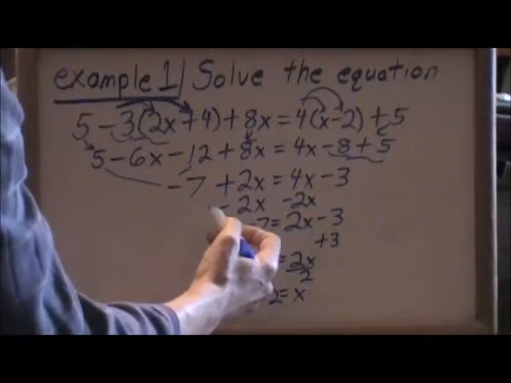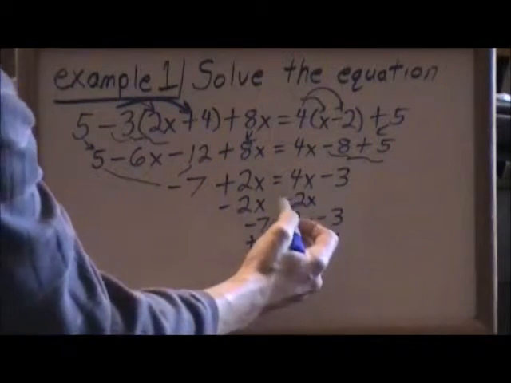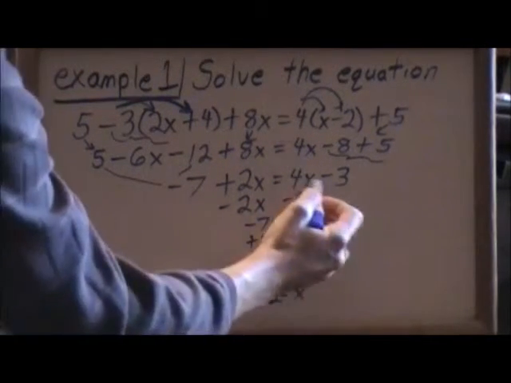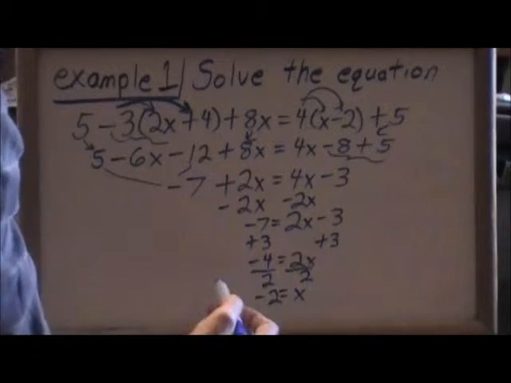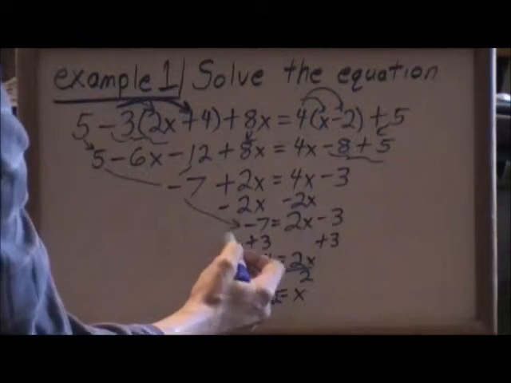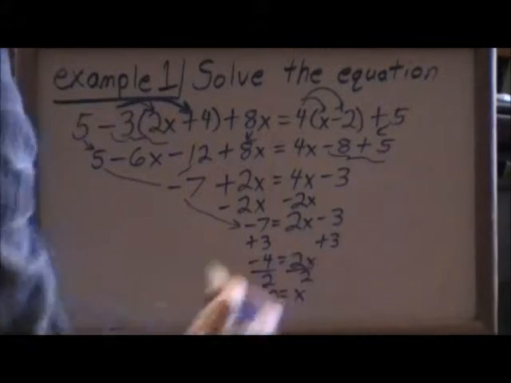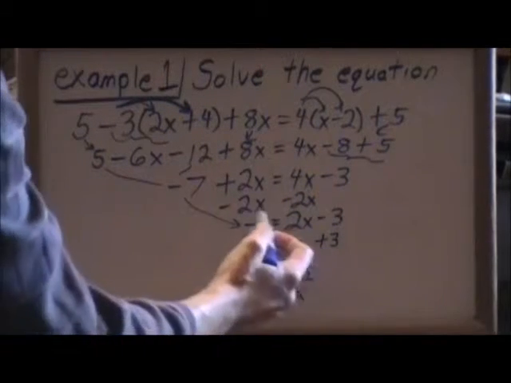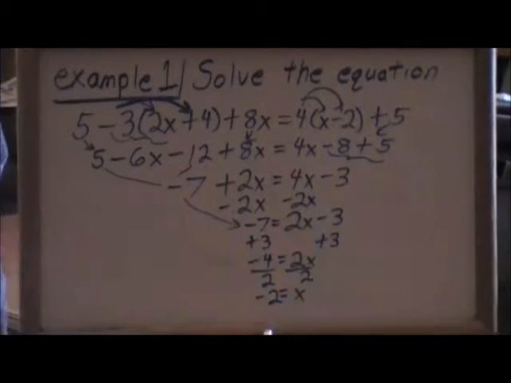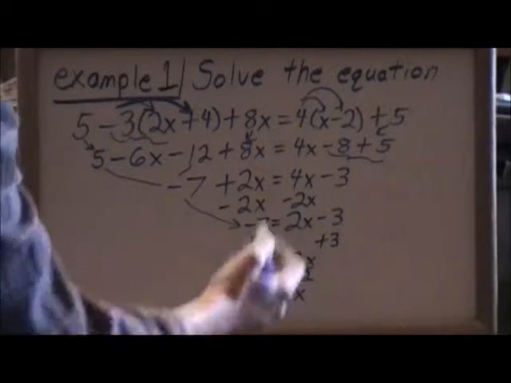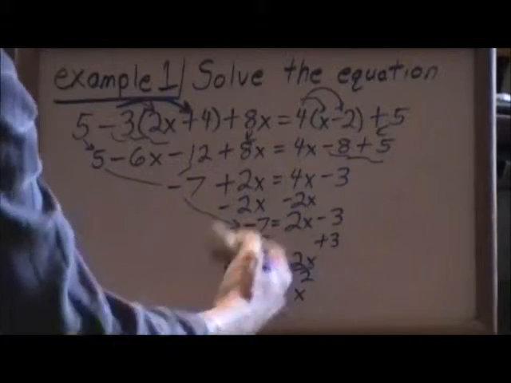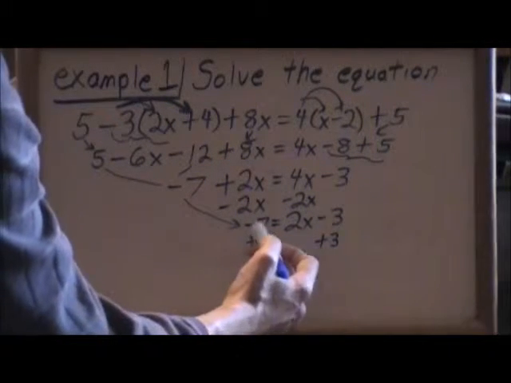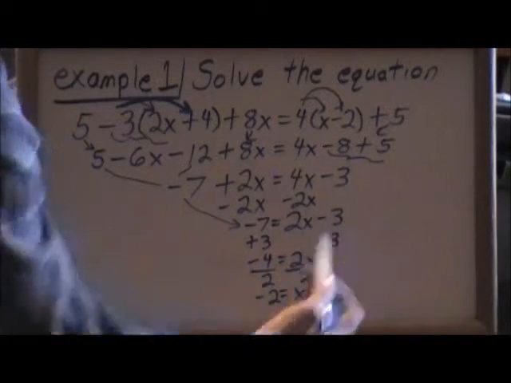To get rid of the plus 2x here, we go minus 2x on both sides. 4x minus 2x is 2x. That leaves us with the minus 7 over here, and the minus 3 just comes down. We could have subtracted 4x instead, it doesn't matter, because we just want to get them on the same side. Now you have minus 7 equals 2x minus 3.